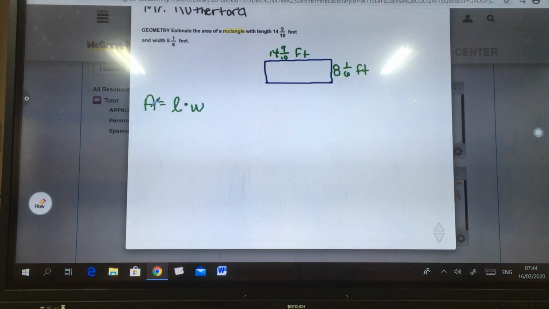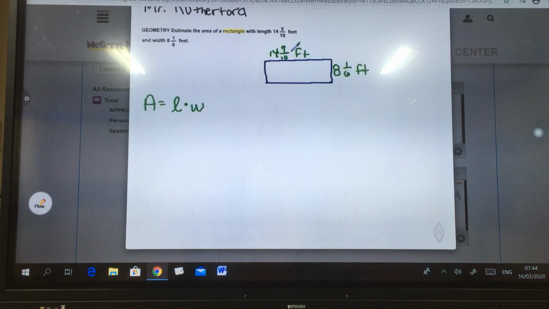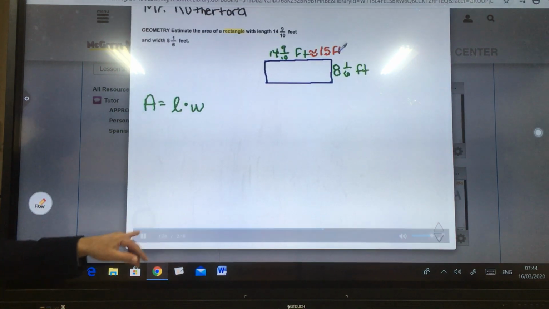Notice I've used A for area, the L is length, and the W is width. Now in this problem we want to estimate. So we can say that 14 and 9/10 feet is approximately equal to 15 feet.